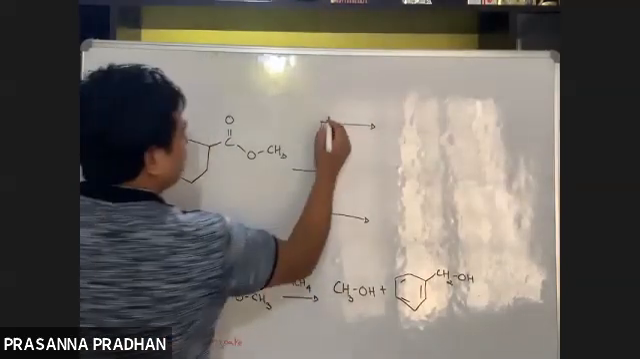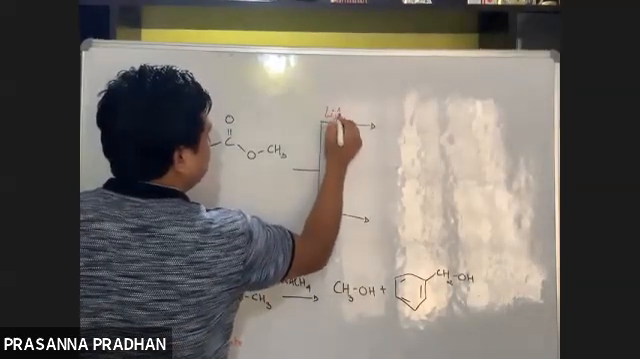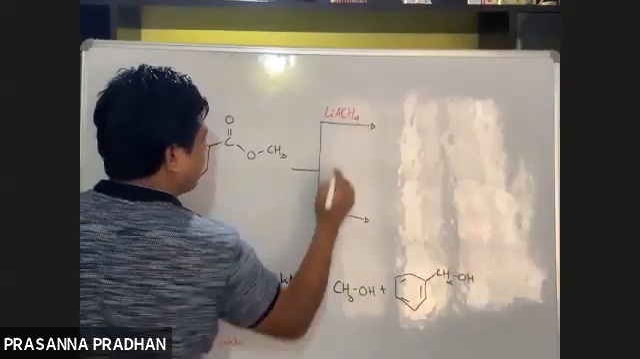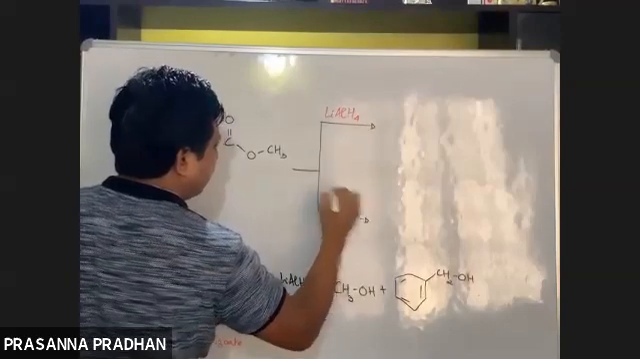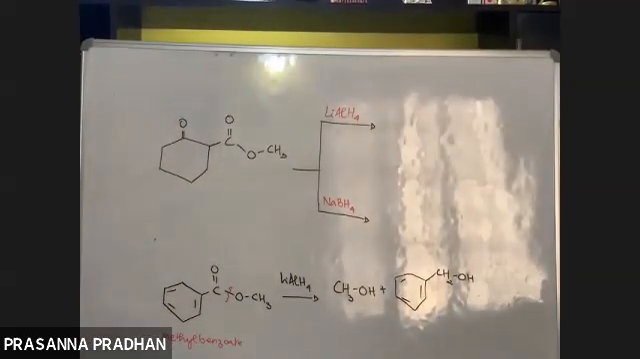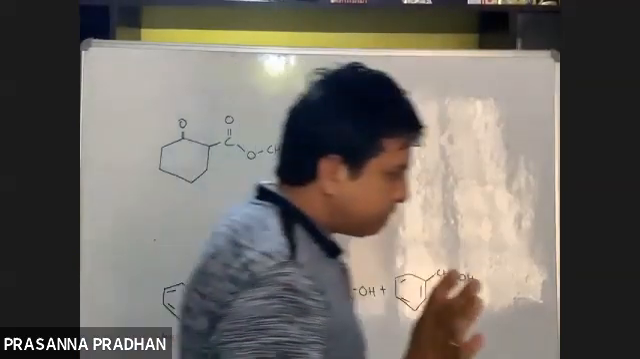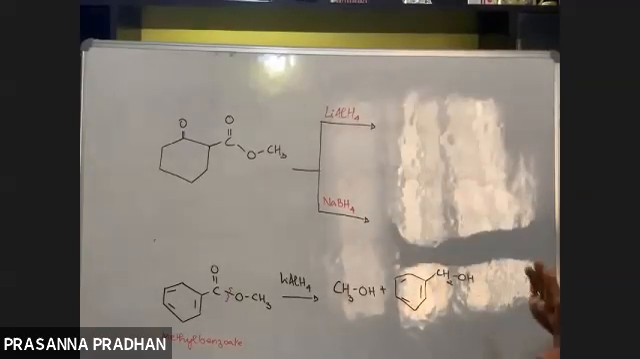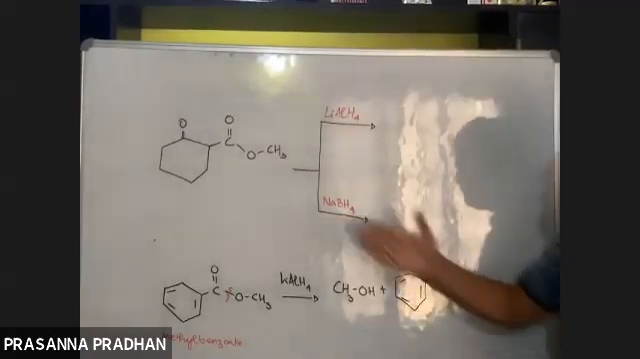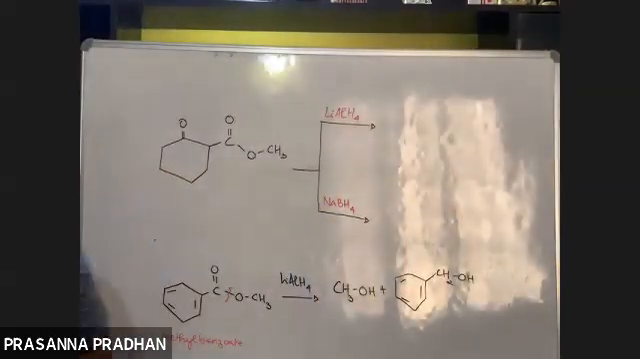So here I'll give lithium aluminium hydride. Here I am giving sodium borohydride like this. I am giving lithium aluminium hydride and sodium borohydride. Let us solve this. Now tell me, how many functional groups can you see in this particular compound? How many functional groups are there?